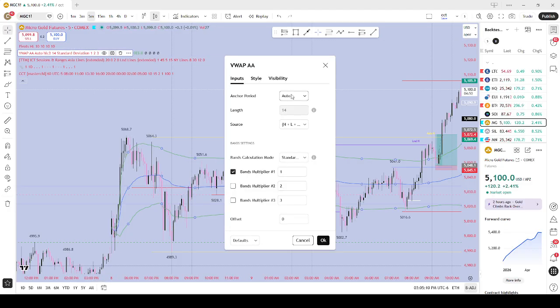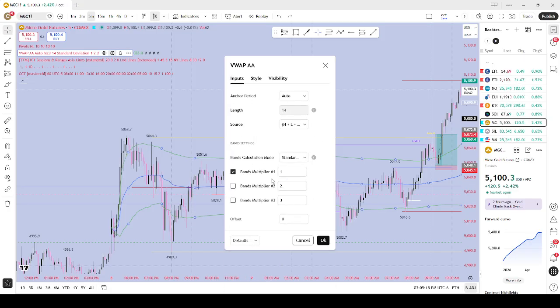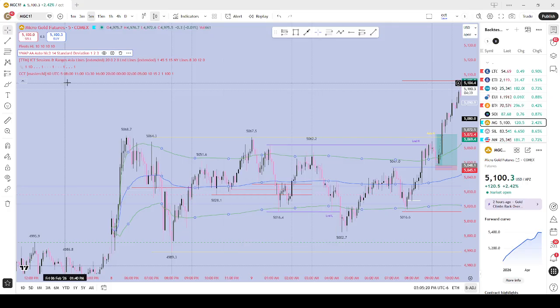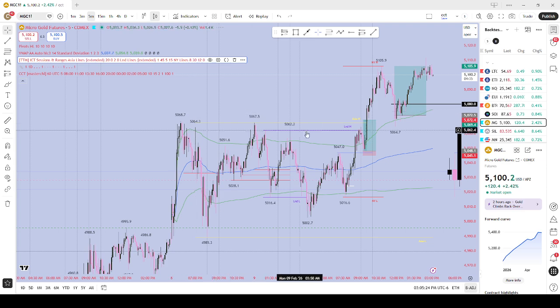Then VWAP, I have it like this, auto, like this. I leave it like this, nothing else. Then I have this ICT sessions. It's just basically the highs and lows of the sessions. Asian session high and London high low.